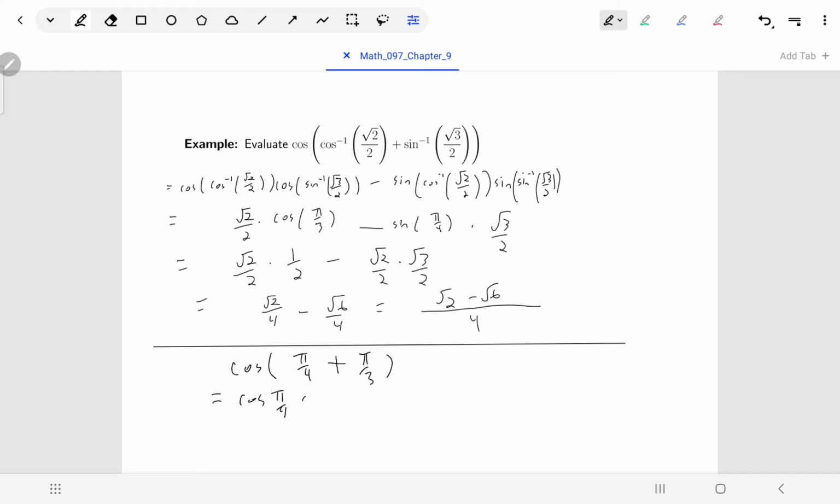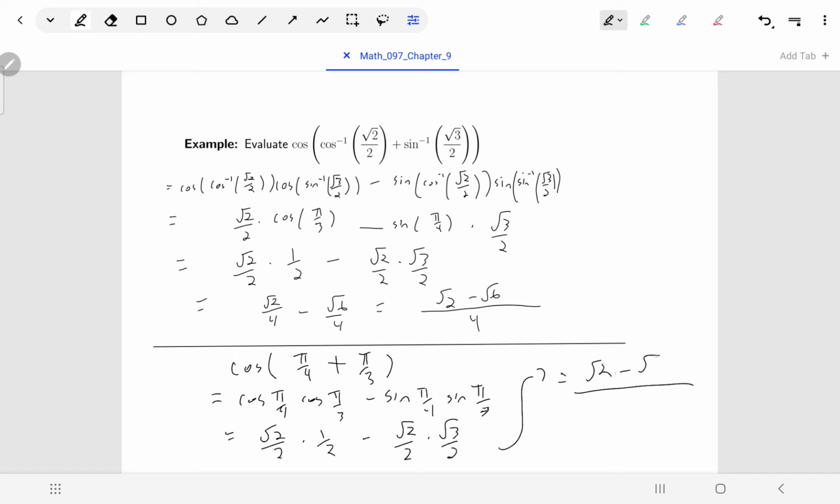I can just use my angle sum formula for cosine, and I'll get exactly the same answer that I did before. So it's up to you sort of how you like to do this, but that's the nice fun part about this, that you have actually multiple options. So we wind up with exactly the same answer as before, a root 2 over 4 minus a root 6 over 4, or root 2 minus root 6 all over 4.